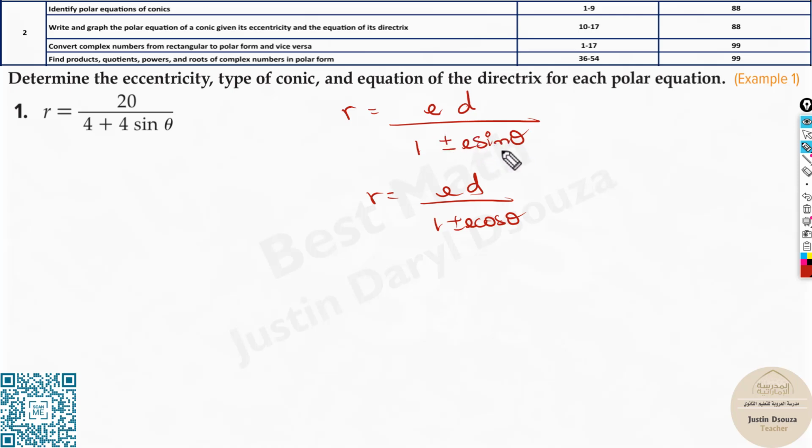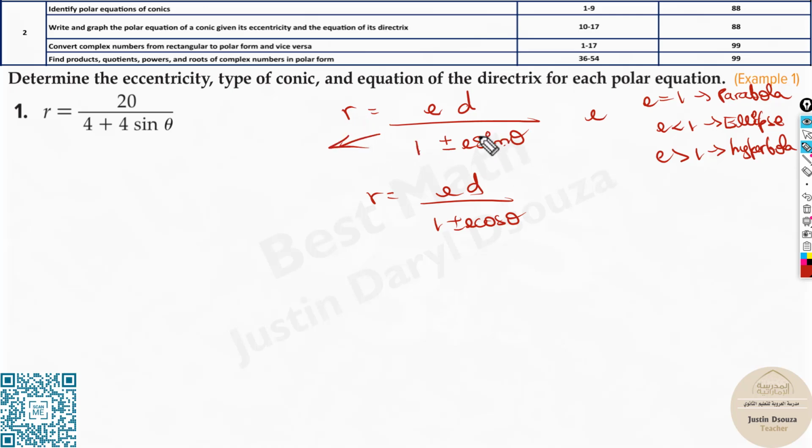Now what is the difference in sine and cosine? There's a huge difference. Here, e is eccentricity. Whatever the number is there, that is eccentricity. If e is equal to 1, then it's a parabola. If e is less than 1, then it's an ellipse. So always remember this distinction. And when e is greater than 1, it is a hyperbola. This remains the same for both of these. The e value is eccentricity.